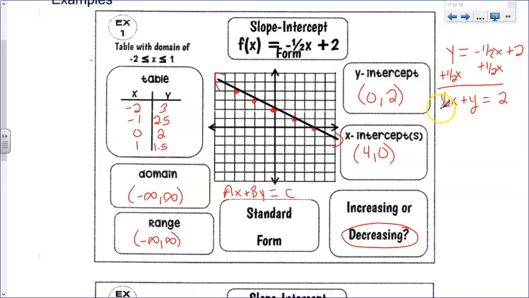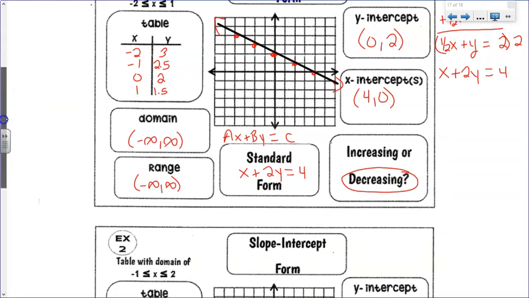I can't have this as a fraction, so if you remember from the beginning of unit 2, when we eliminated fractions, we would multiply everything by 2. 2 times 1/2 is 1. 2 times y is 2y. And then 2 times 2 is 4. So our standard form would be x plus 2y equals 4.